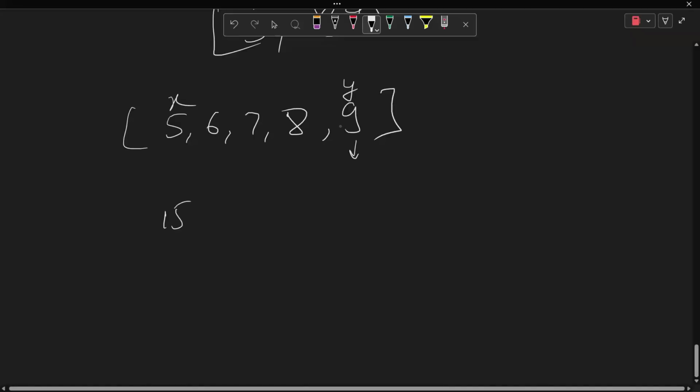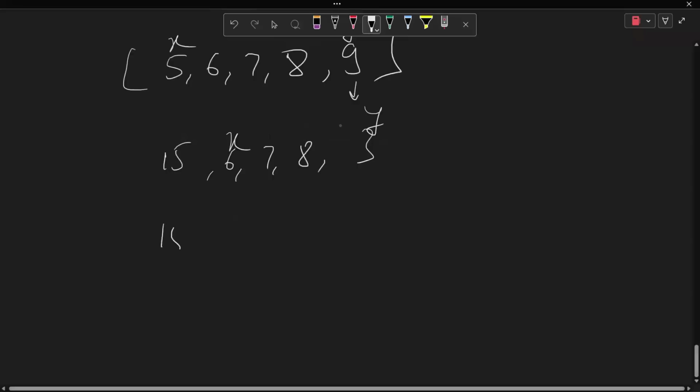So 5 would become 15, 9 would become 3. Rest would remain same. Okay. Then again, I need to make this fall to 0. So again, I would select this as y, and maybe let's suppose I selected this as an x. So 6 would become 18, 7, 8 as it is, and 3 would become 1.